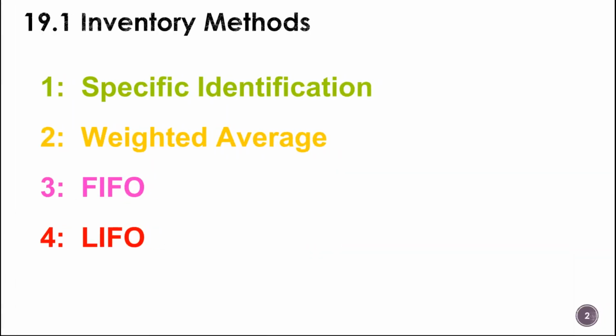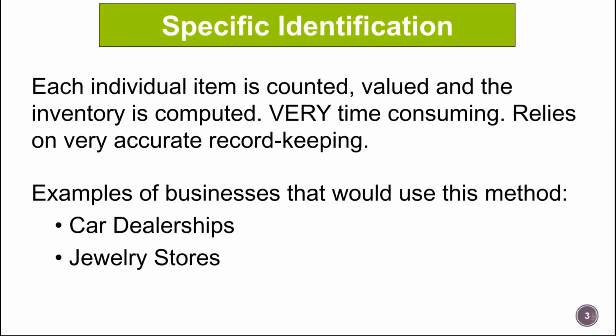So these are the four different types of inventory methods we will discuss. Number one, specific identification. We won't actually work through any examples on that, but I will explain it. Number two is weighted average. Number three is called first in, first out. And number four is last in, first out. And we'll talk in more detail about that. Those are just abbreviations: first in, first out, last in, first out.